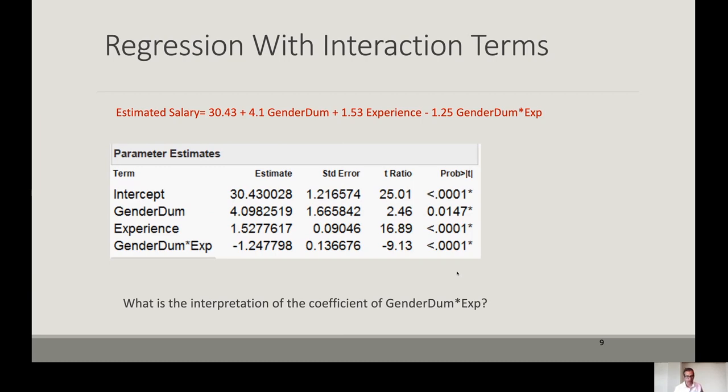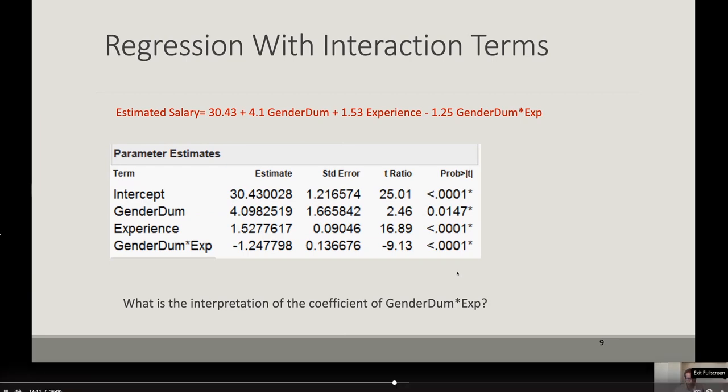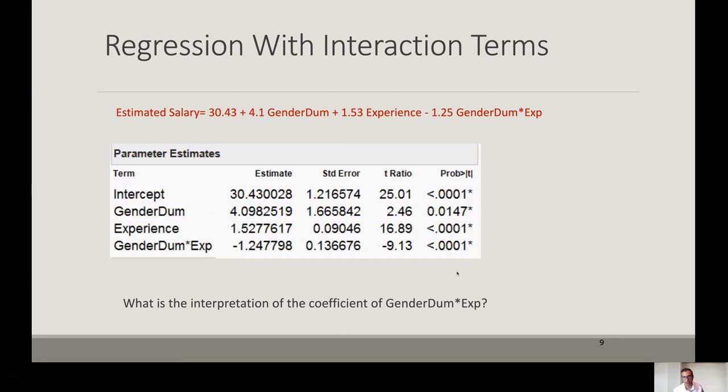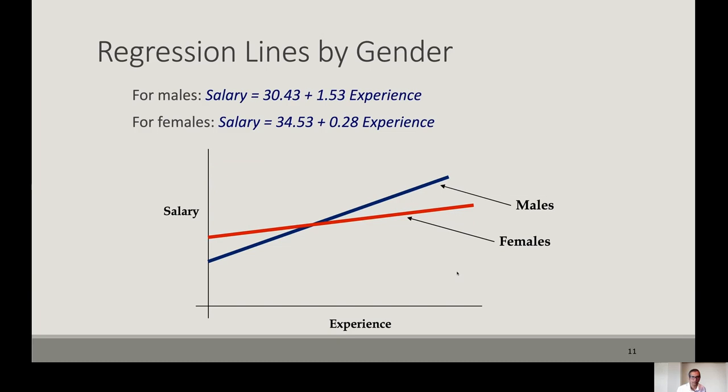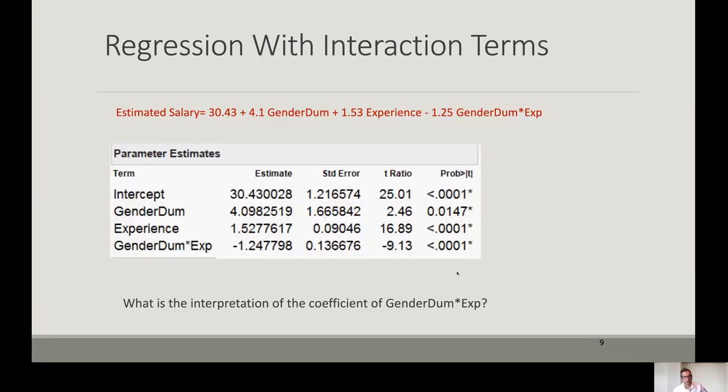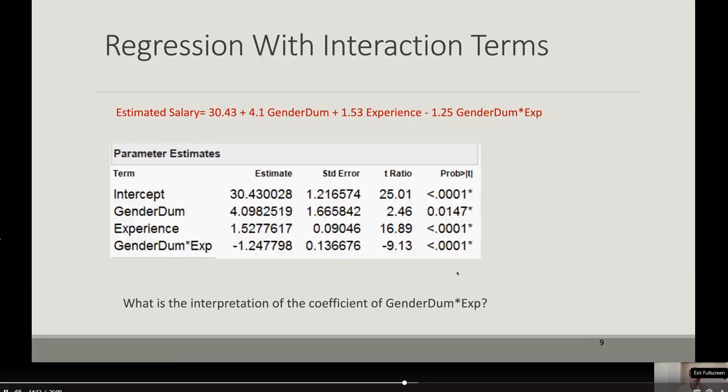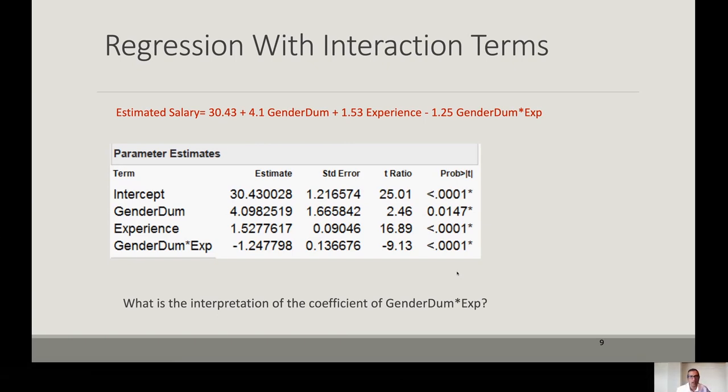Now let's move on and see how we can interpret this interaction term. How can we interpret the coefficient of this term? And how does this interpretation help us in answering the question that we had raised, which was that does the salary of male and female employees change at a different rate with experience, right? So let's use the regression specification that we came up with and use it to write the estimated salary separately for males and for females.